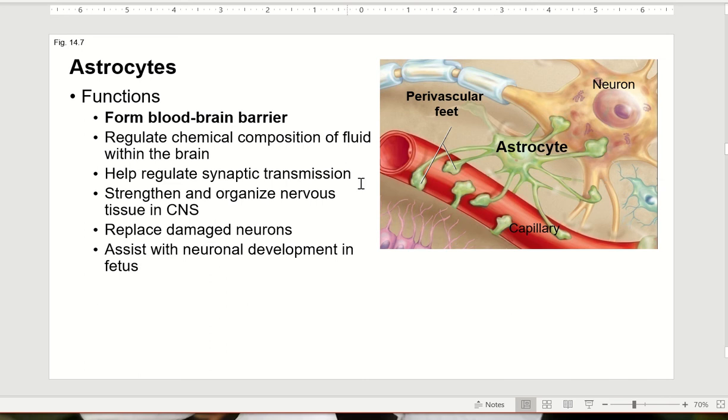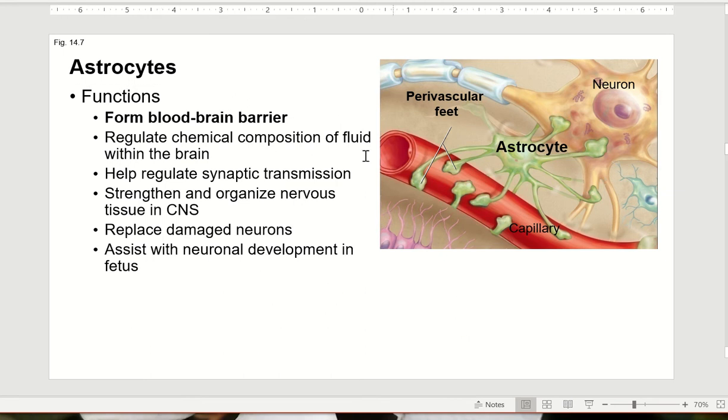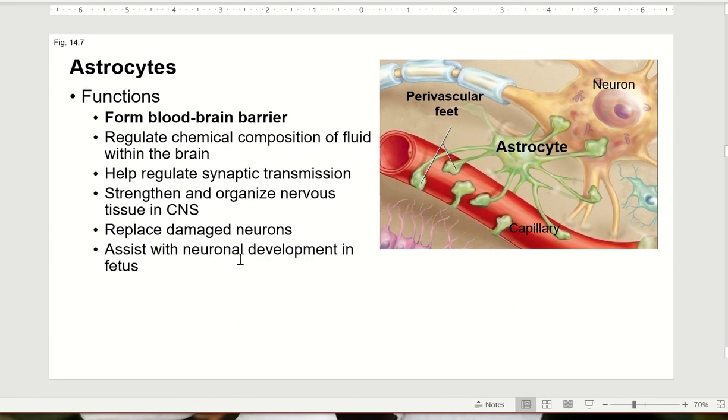The astrocytes also help regulate synaptic transmission. So in their communication with neurons, they're going to help regulate synapses. We are not going to talk about that in this class, but that's something you can learn about elsewhere. They're going to strengthen and organize the tissue because they hang on to lots of different things. And then when neurons are damaged, astrocytes can help to replace those. So they do have a really big important job. And then during fetal development, they're going to help build the brain.